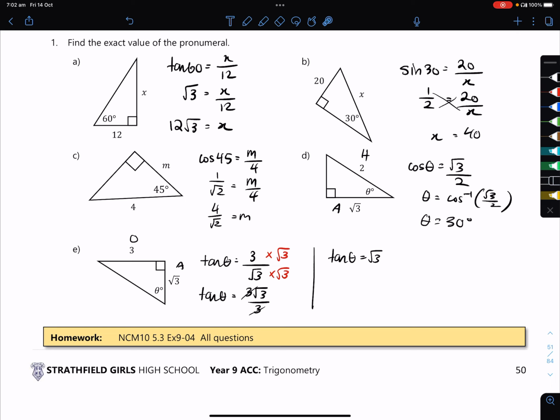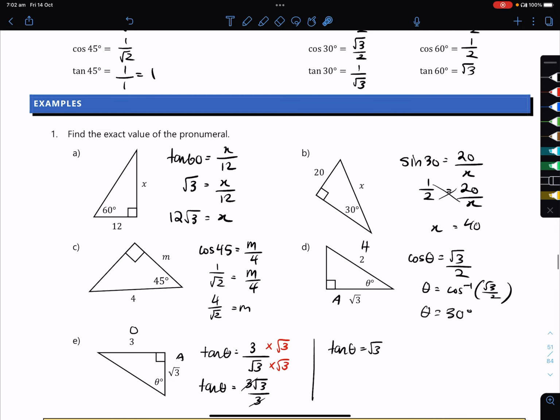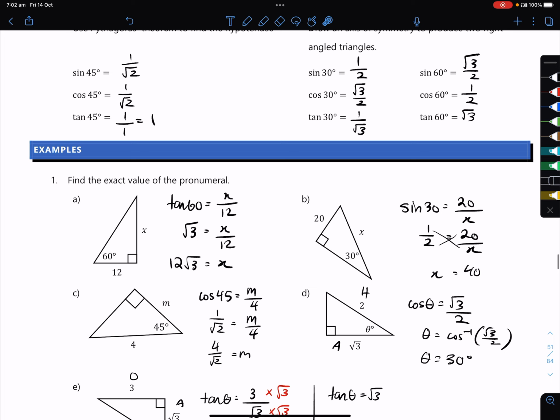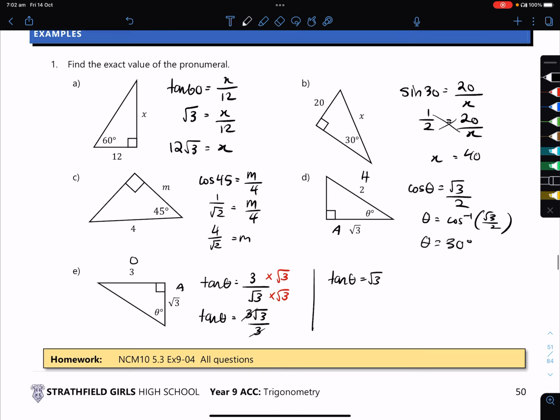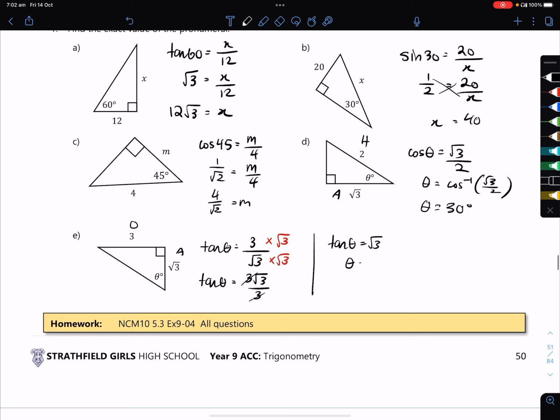Now, where is tan theta equal to root 3? You can do this in your calculator by doing theta equals inverse tan of root 3. The other way is to look over here and find which angle you apply the tan ratio to get root 3, which is this one here. So that's just 60 degrees. Okay, so that means theta equals 60 degrees.